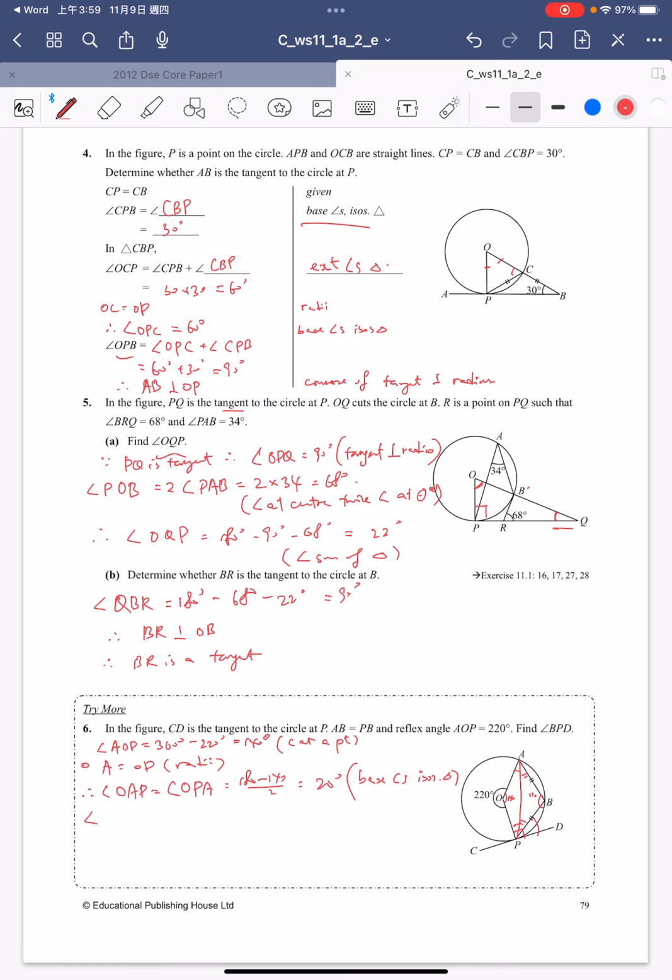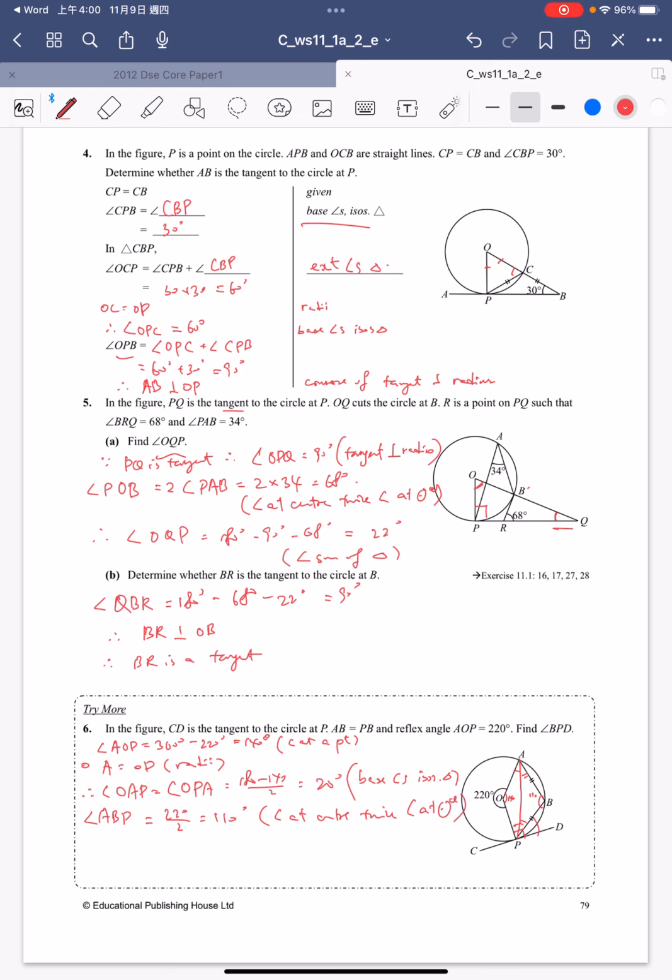So now we have the angle ABP. Angle ABP is here. It's actually subtending the same arc, this reflex angle AOP as well. So we can say that the angle ABP is equal to 220 divided by 2, giving you 110 degrees. So that is using the angle at the center is twice the angle at the circumference.